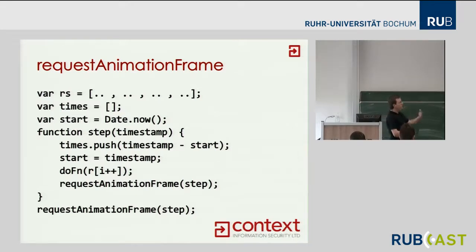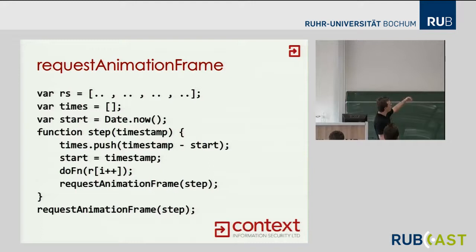Then we use request animation frame to do a kind of loop. Because JavaScript is asynchronous, it's not a for loop, but a callback loop. Request animation frame takes a function, in this case called step. We call request animation frame, and just before the next frame is drawn, it will call our function and pass a parameter, which is the amount of time since the last frame.